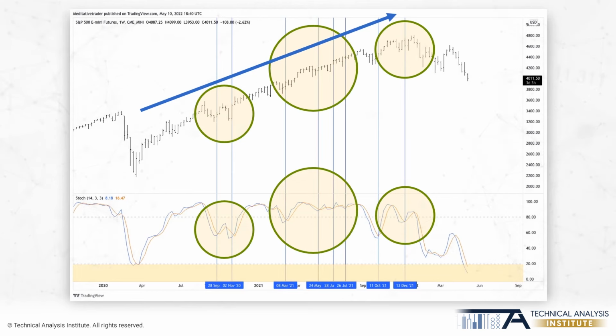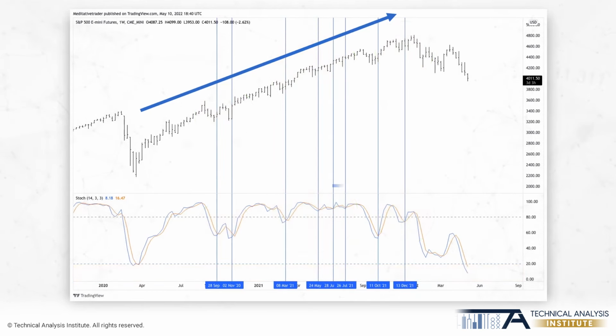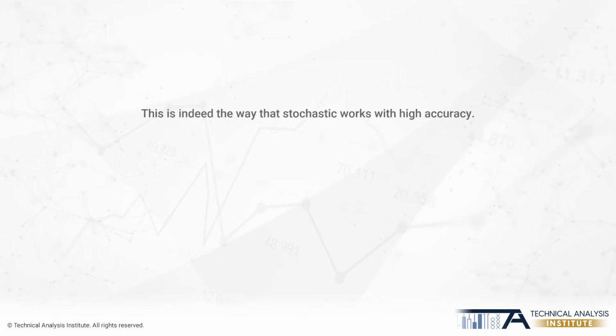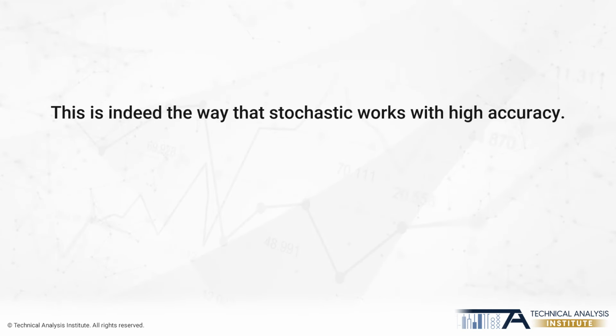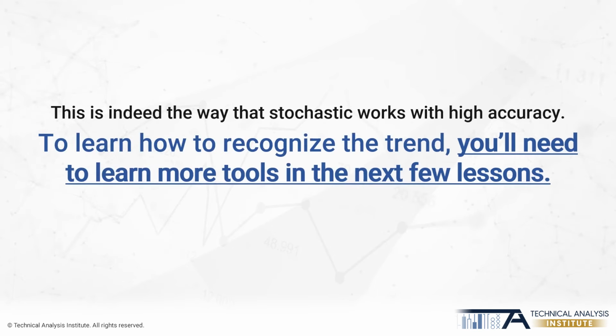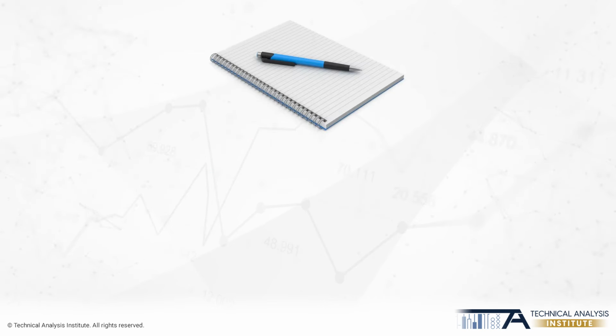So the crossing of the lines may occur in the middle or even within an overbought area. And this is indeed the way that stochastic works with high accuracy. In order to learn how to recognize the trend, however, you will need to learn more tools in the next few lessons. Now, your homework.